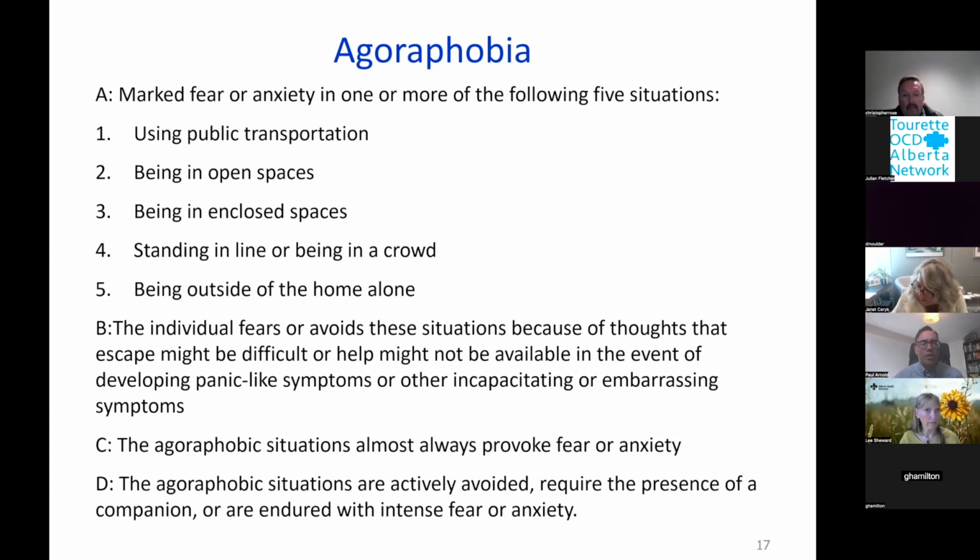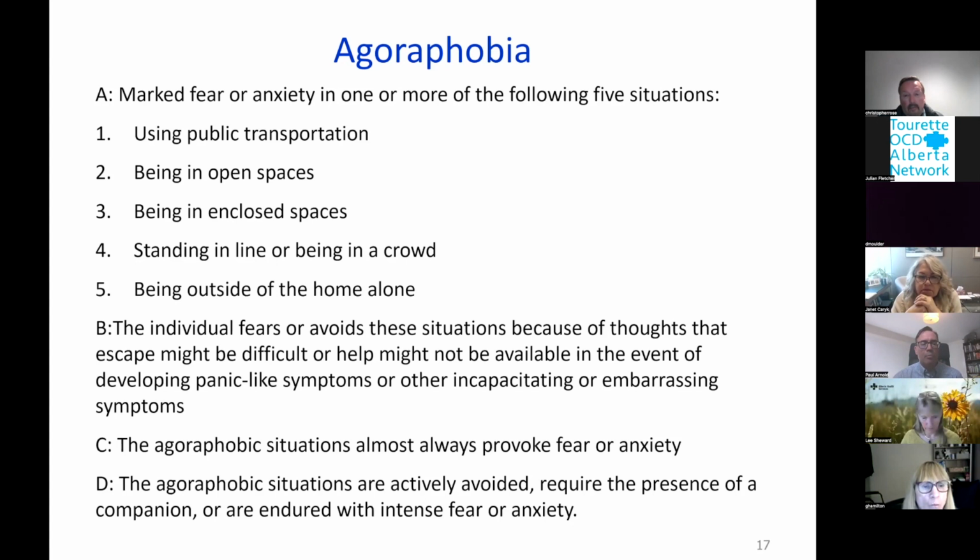So these are a good example, among anxiety disorders, that to some degree, all of these situations may be ones that are driven. There's a good reason why our brain tends to perceive threat in some of these situations, but with agoraphobia, it's clearly excessive. And the other situations I haven't said out loud are standing in line, being in a crowd, or just generally being outside of the home alone. So a range of experiences, but they're characterized by marked fear or anxiety.